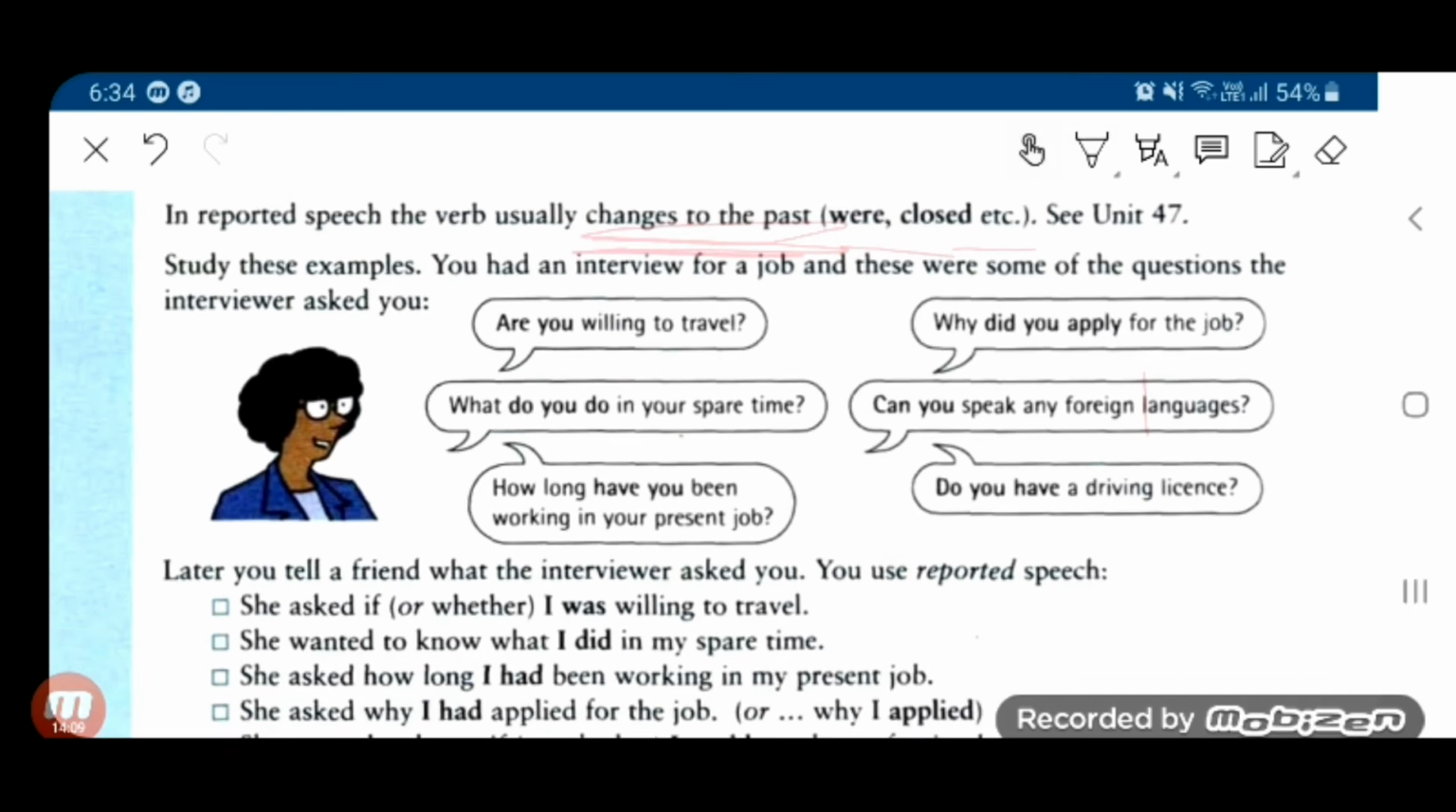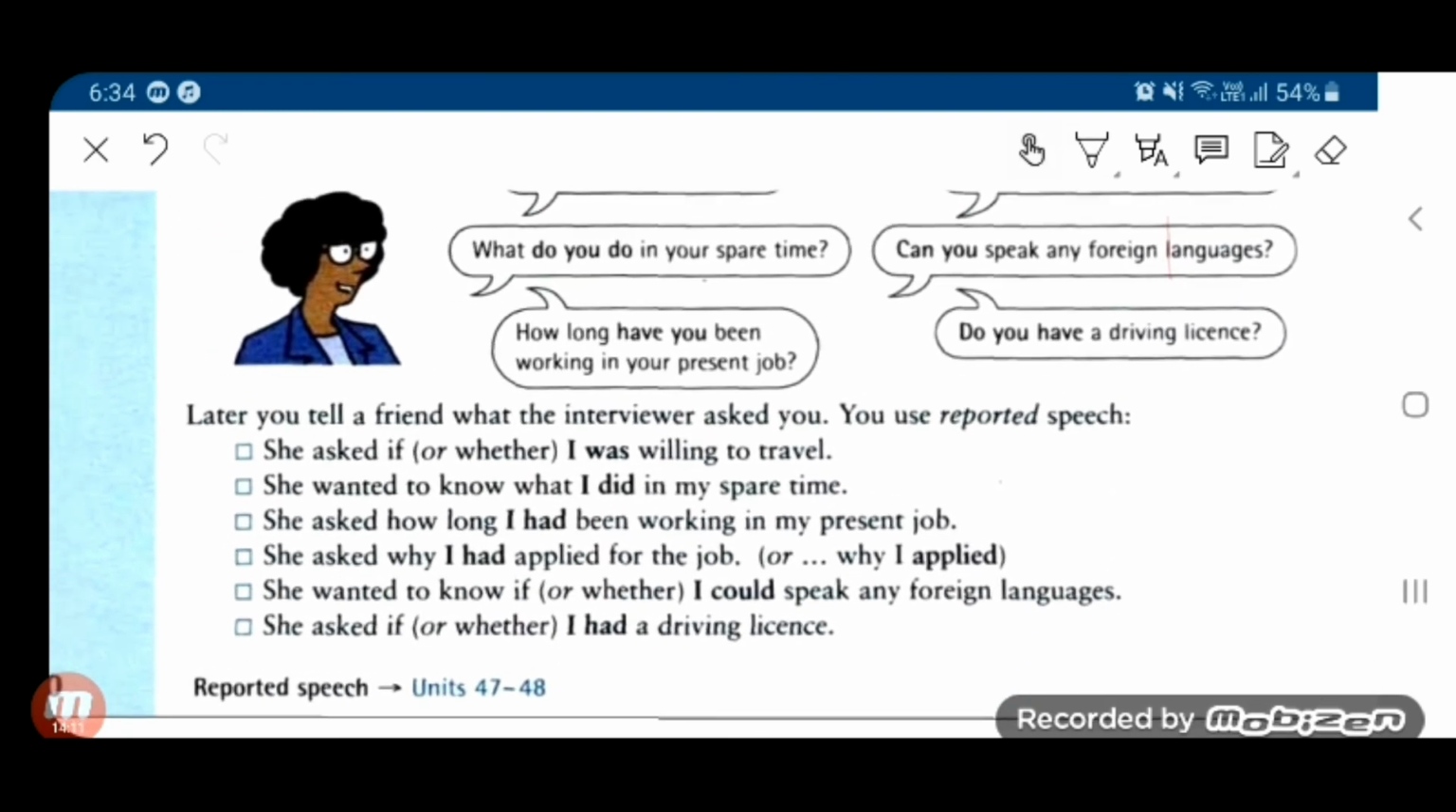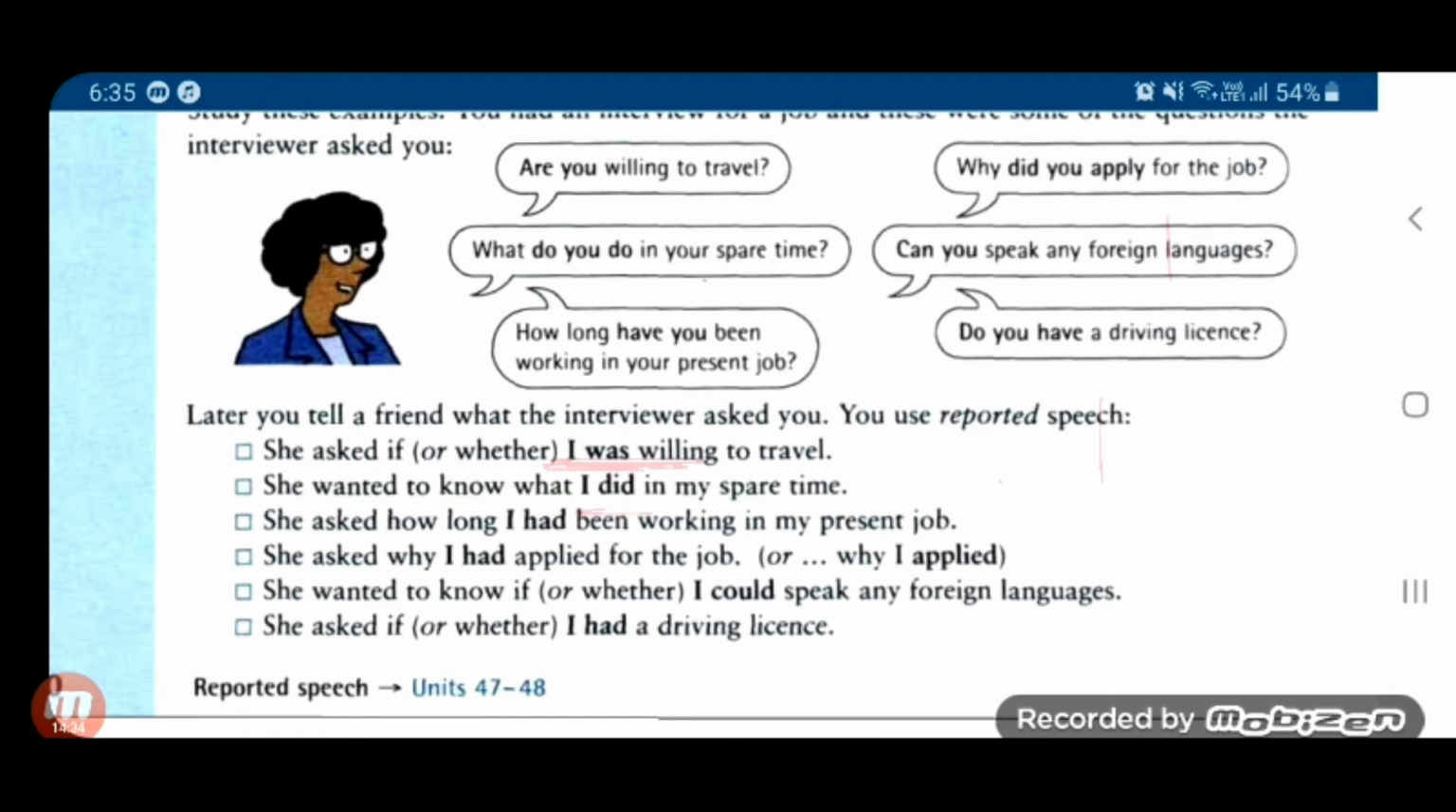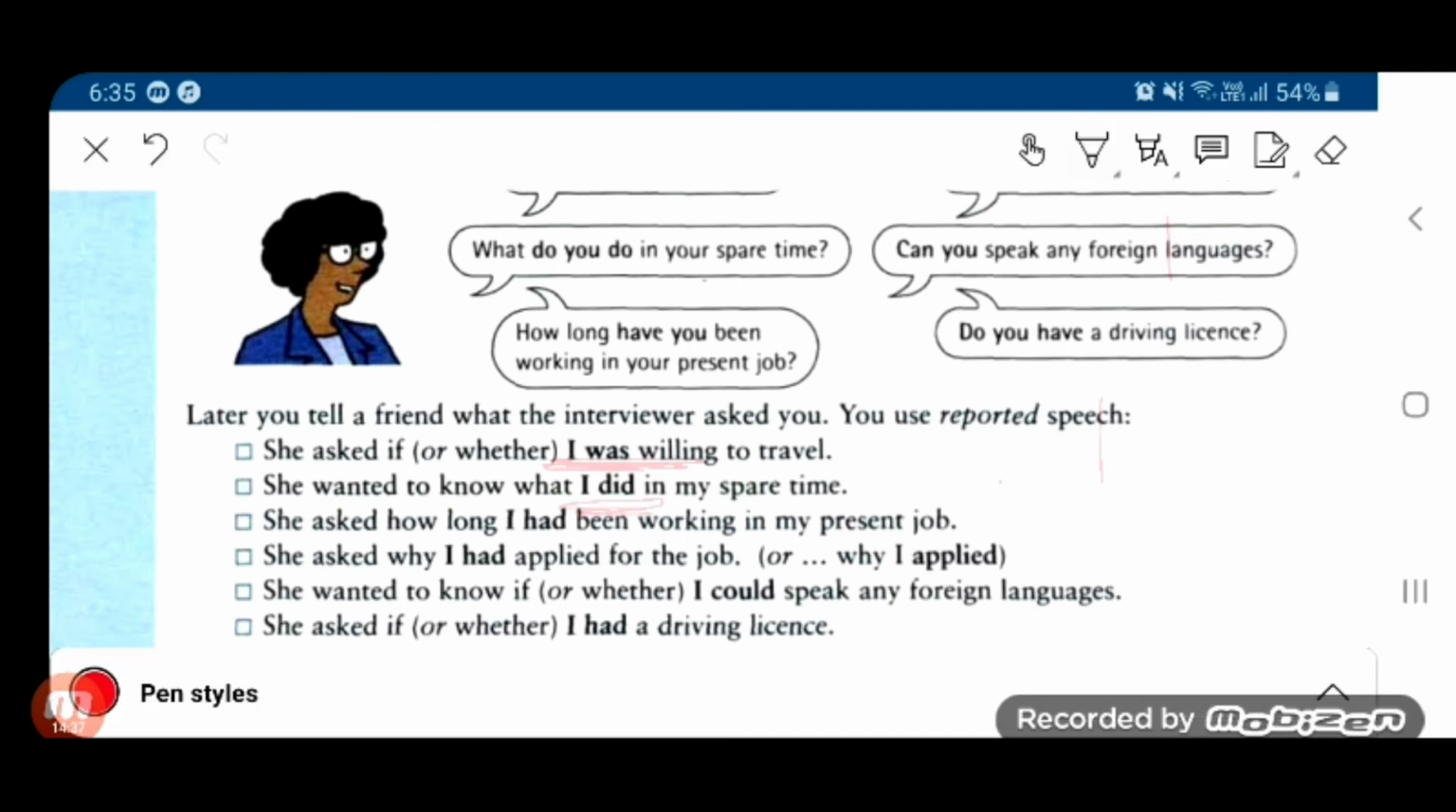So if you convert it to reported speech, how can you write it down? Here you can see, she asked if or whether I was willing to travel. Okay, so in the first example, I was willing to travel, it means a past continuous sentence over here. So she wanted to know what I did. What I did means past simple. Okay, so she asked how long I had been working, meaning past, sorry, past perfect continuous sentence over here.